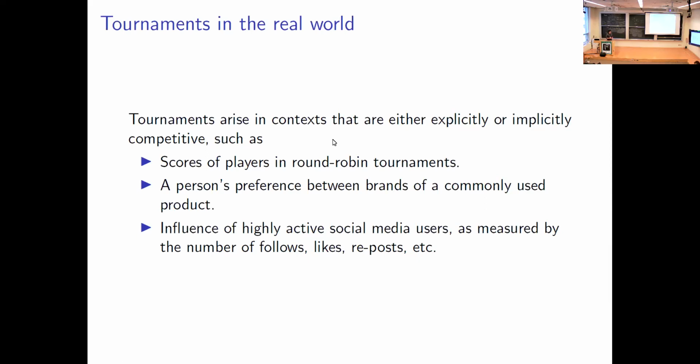And finally, tournaments may also be extracted from online social networks. So an arc from user A to user B might represent that user A has more views, likes, or follows than user B. It can also indicate that user B has engaged more with the content generated by user A than the other way around. So looking at the structure of these tournaments, we might get some insights into how a new piece of information or opinion might be passed around throughout the network.